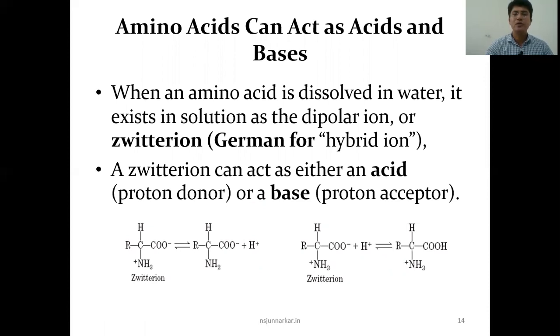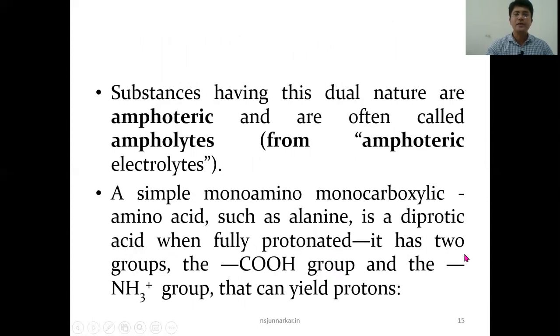When an amino acid is dissolved in water, it exists in solution as the dipolar ion or zwitterion, which is often called a hybrid ion. A zwitterion can act as either an acid or a base. So a zwitterion can donate a proton and thereby act as an acid, whereas it can accept a proton, thereby acting as a base. Substances having this dual nature are called amphoteric compounds and are often called ampholytes.